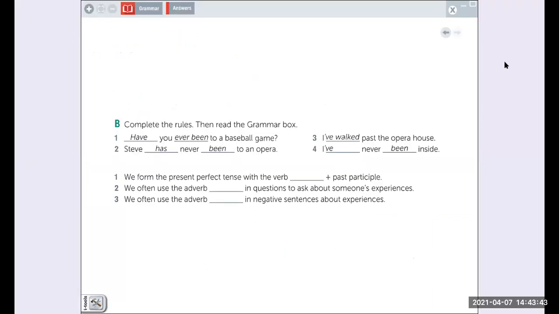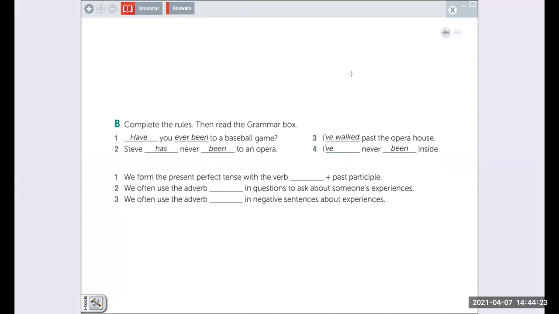Let's go back to the book. Como ya saben, aquí ya llenamos la información de las reglas y dijimos que aquí se utilizaba have or has, porque tenemos que conjugar have de acuerdo al sujeto, ¿cierto? Luego dijimos que utilizábamos ever for questions and never for negative sentences, okay, in negative sentences.